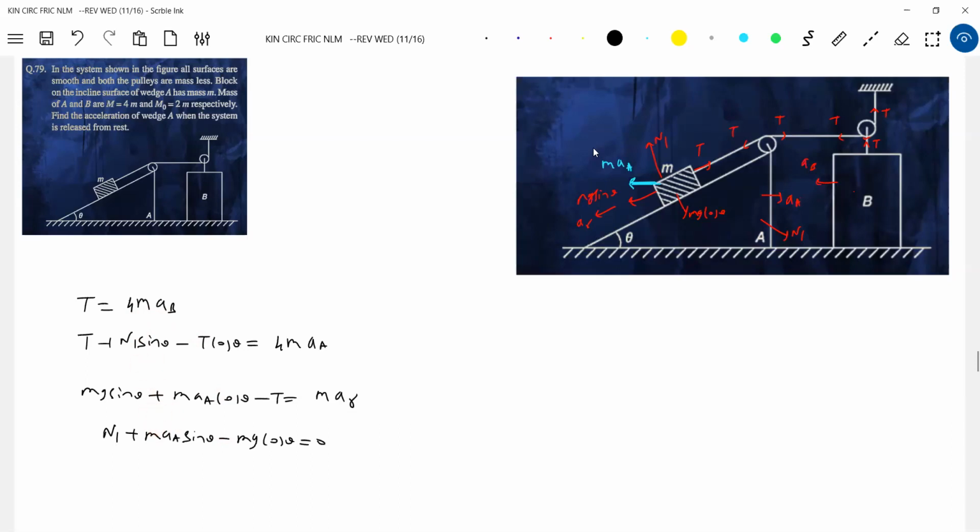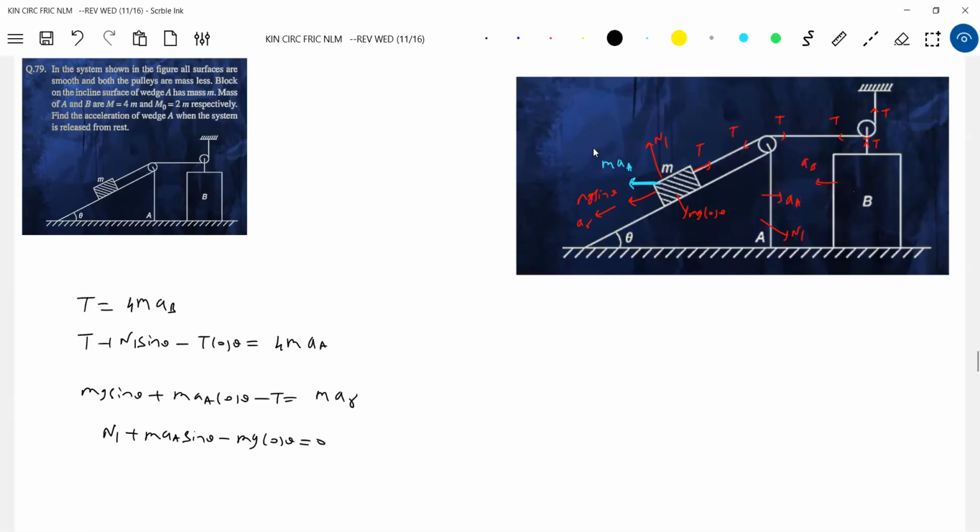What is the next thing? How the displacement of the wedge and the block are related to the change in length of the string is what we are to do. This length will not change. There will be change in length of this string and this string. What does this length correspond to? Change in length is the displacement of the block with respect to the wedge. Change in length of this is the sum of displacements of this.